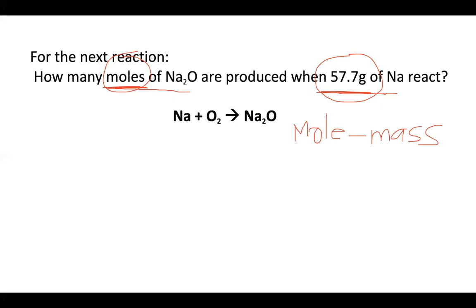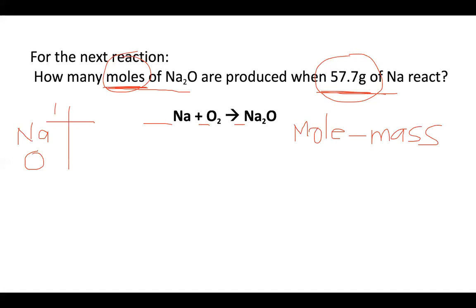So the next thing to look for, since we have determined that this is a mole-mass problem, is to check if our equation is balanced. Just by looking at the equation, we see that we do not have coefficients, okay? So it's either that all of them are 1 or that the equation is not balanced, okay? So in order to do that, we have to check first if the equation is balanced, okay? So we check the elements. We have sodium, we have oxygen.